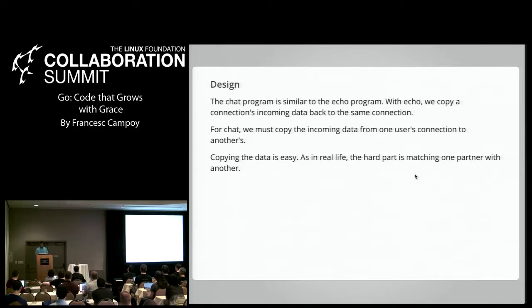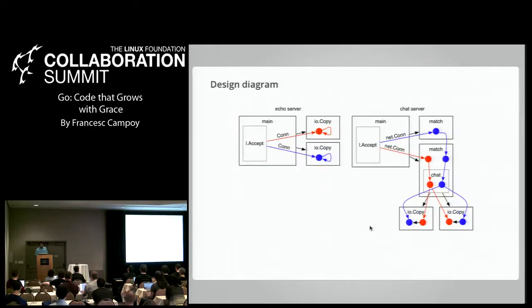So matching two different connections in a thread safe way. So let's see what we had till now. If you see on the left, you have the echo server. So we have our main Go routine. Every square box here represents a different Go routine. So our main Go routine that does accept all the time, and every time gets a new connection, starts a new copy function in a different Go routine. So this is the schema that we have so far.